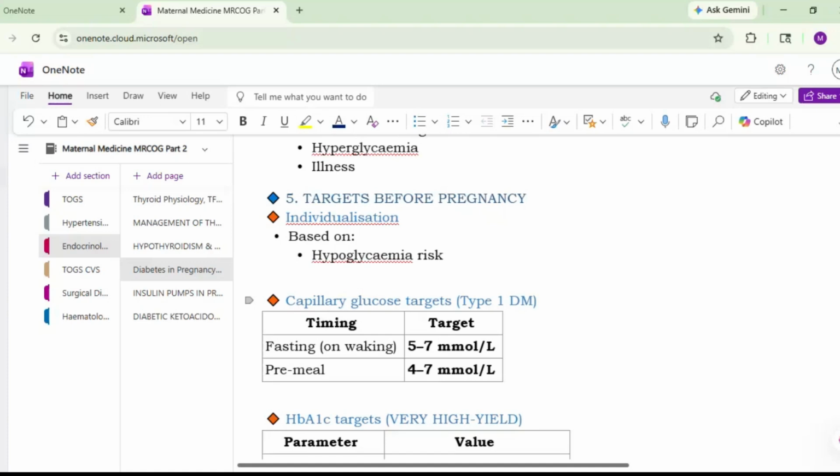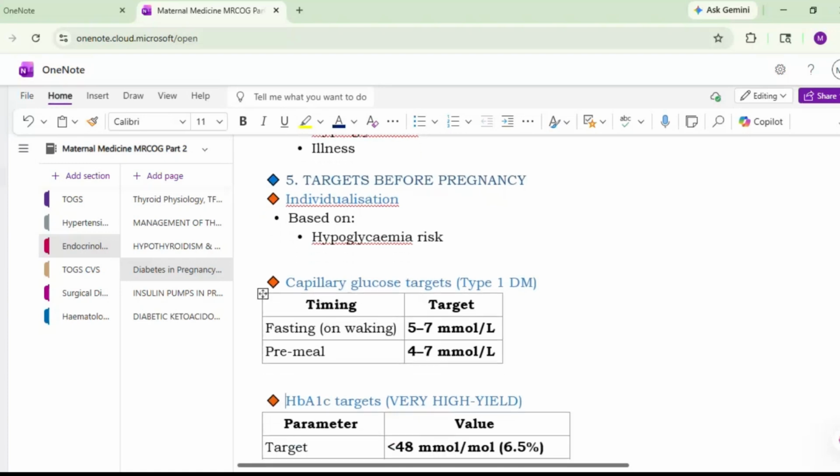Especially with the capillary blood glucose targets, the fasting, that is on waking, the blood sugar should be between 5 to 7 millimoles per liter for type 1 diabetes, and for pre-meal it should be 4 to 7 millimoles per liter.